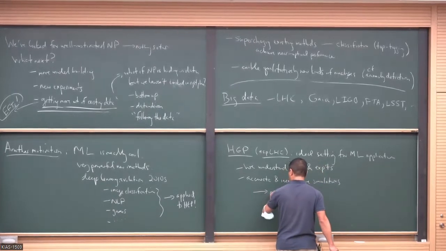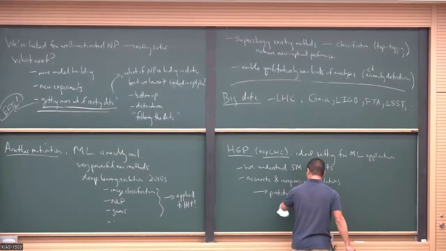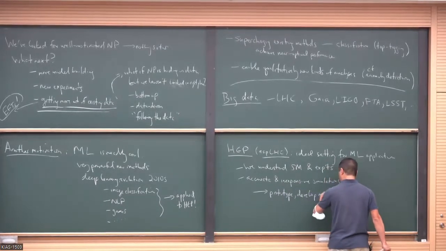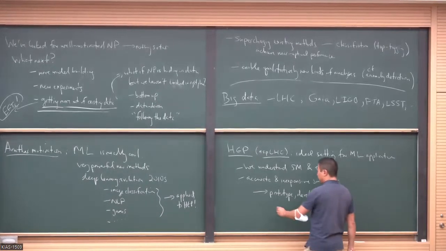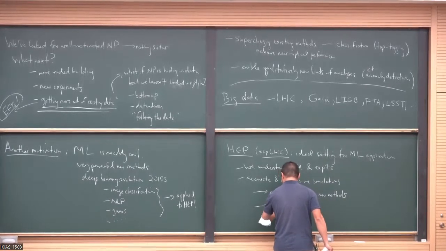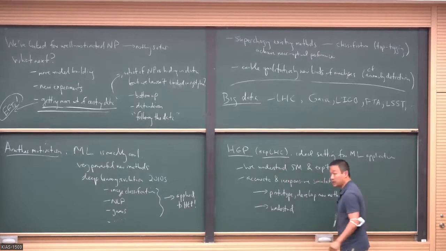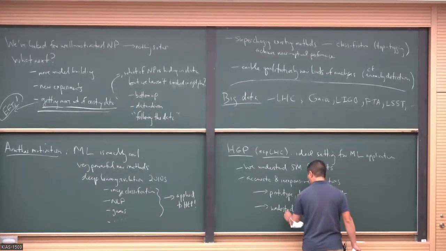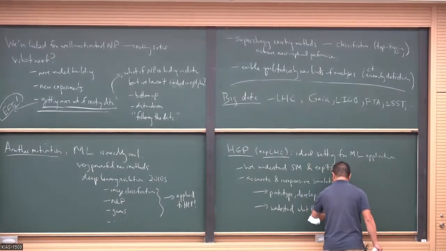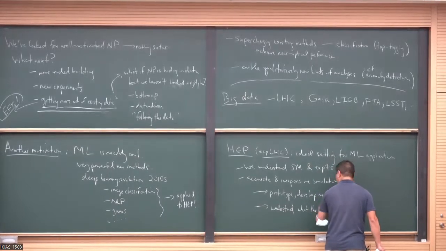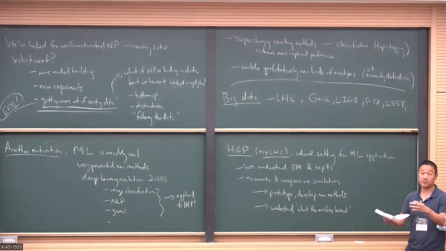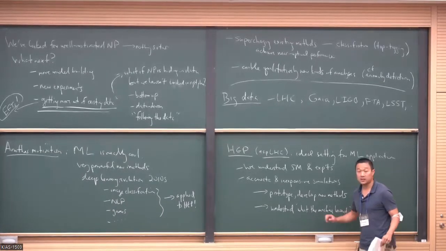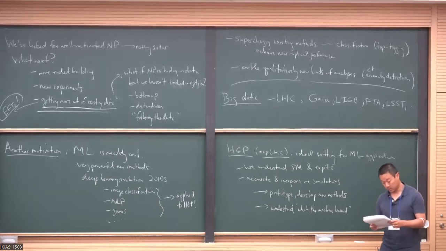This lets us prototype and develop new methods. And also you could hope to understand what the machine learned, if that's of interest to people. I think this is an active area with lots of results still to come. Given that we know the truth level of the simulation, if we train this black box machine learning thing on it, we could go back and open the black box and understand what the machine learned.